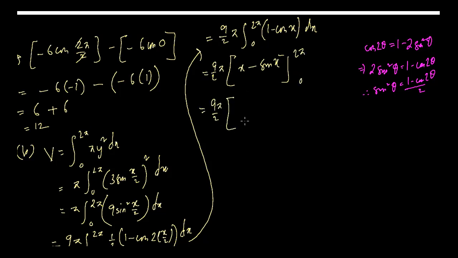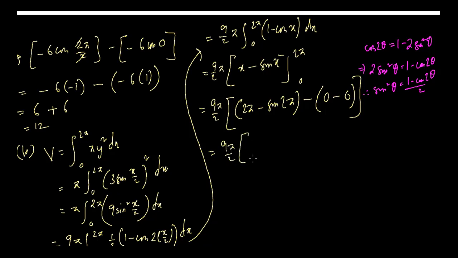If you put 2 pi here, it would be 2 pi minus sin 2 pi, minus, if you put 0 here, it will be 0 minus sin 0 is 0. So it would be 9 pi by 2, 2 pi minus sin 2 pi, meaning sin 360 degrees, this is 0. So this would be 9 pi by 2 into 2 pi. So this 2 and 2 cancel, this would be 9 pi squared.